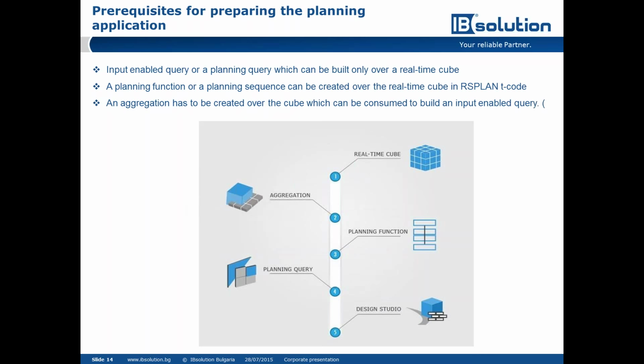The other prerequisites that we have to prepare in the backend are the aggregation level that has to be created over the cube, which is a real-time planning cube. We can define planning functions and planning sequences in the backend system that we can consume in BusinessObjects Design Studio. Also, we have to create an input-enabled query or a planning query, which can be built over only a real-time cube.